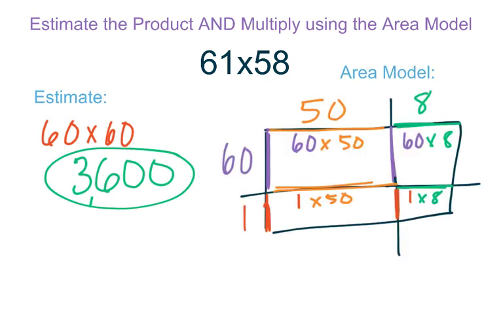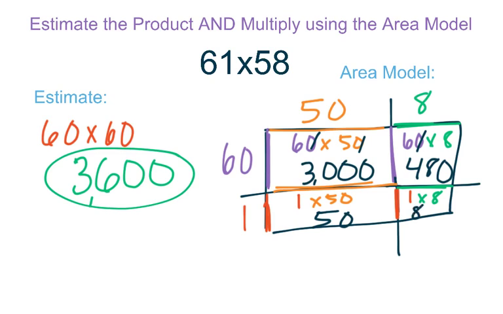Here's my rectangle split into its pieces. Now all I have to do is multiply to find my partial products. I place those two zeros. 6 times 5 is 30. It's 3,000. 1 times 50 is 50. Cross that 0 out, place it down here. 8 times 6 is 48. And 1 times 8 is 8.